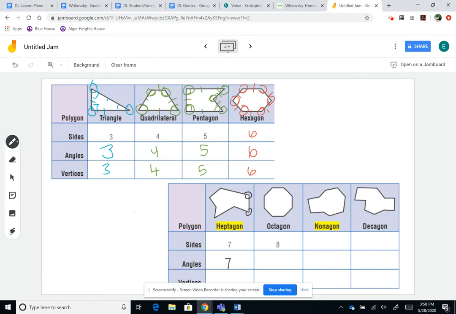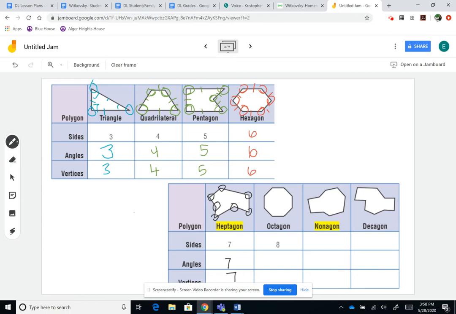1, 2, 3, 4, 5, 6. Uh-oh, I'm missing one. Be careful with some of them. This one is not always easy to see, but it does have 7. It's a little bit of a sloppy 7. All right, 7. There we go.